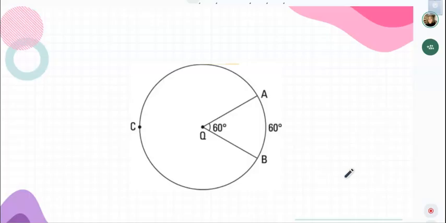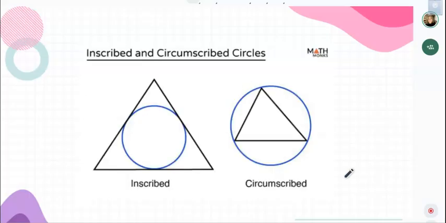Y'all can go ahead and glue in the half sheet into your notes. And then we'll take a look at some vocabulary.